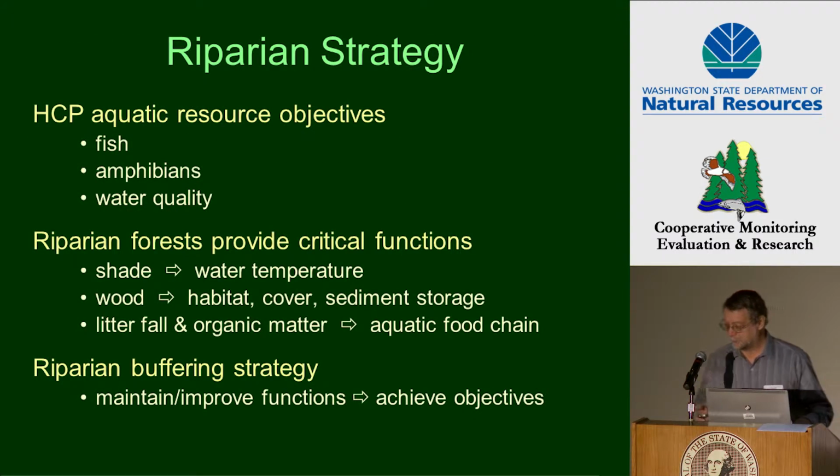So the HCP aquatic strategy is designed to provide protection for fish, amphibians, and water quality. And the riparian forests are really critical to achieving these objectives because they provide important functions like shade, wood, and litterfall. So the HCP uses a riparian buffering strategy that's intended to maintain and improve these riparian functions over time in order to achieve these resource objectives.